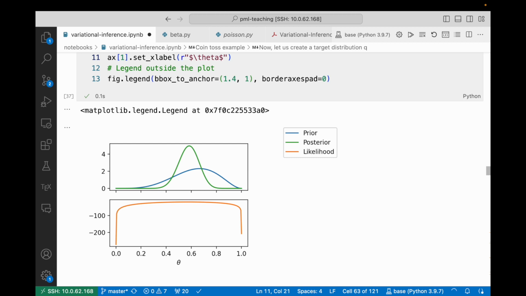What do you observe from this? What do you observe from this plot? Anything? Very difficult or tired? Okay, Gaurav.